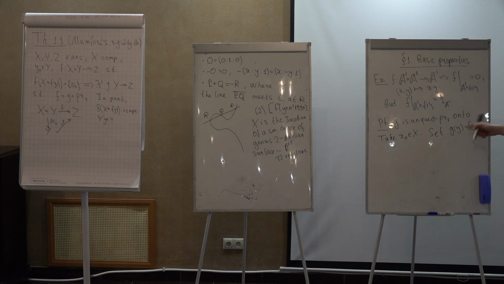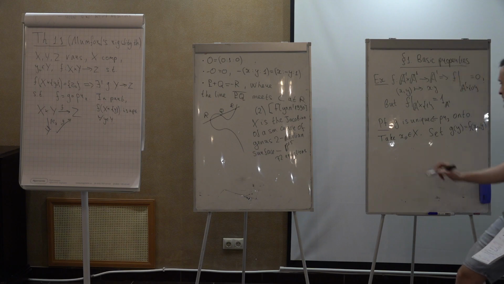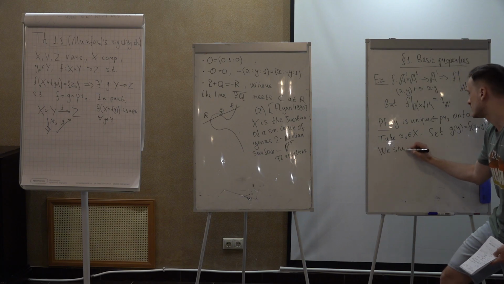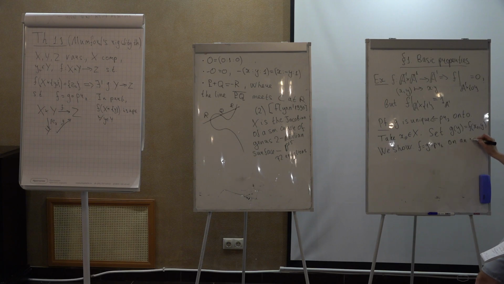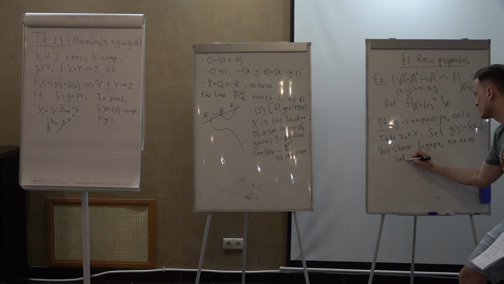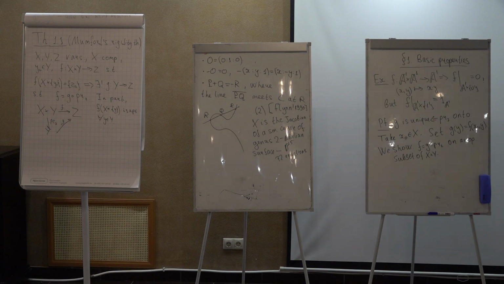And how do we prove this? We will prove this on an open subset of X times Y, right? So varieties are separated, so if two morphisms agree on an open subset, then they are equal. Okay? So we show f equals G composition with projection on an open subset of X times Y. And now we construct this subset. In fact, we will construct an open subset in Y, and we will take X times this open subset.